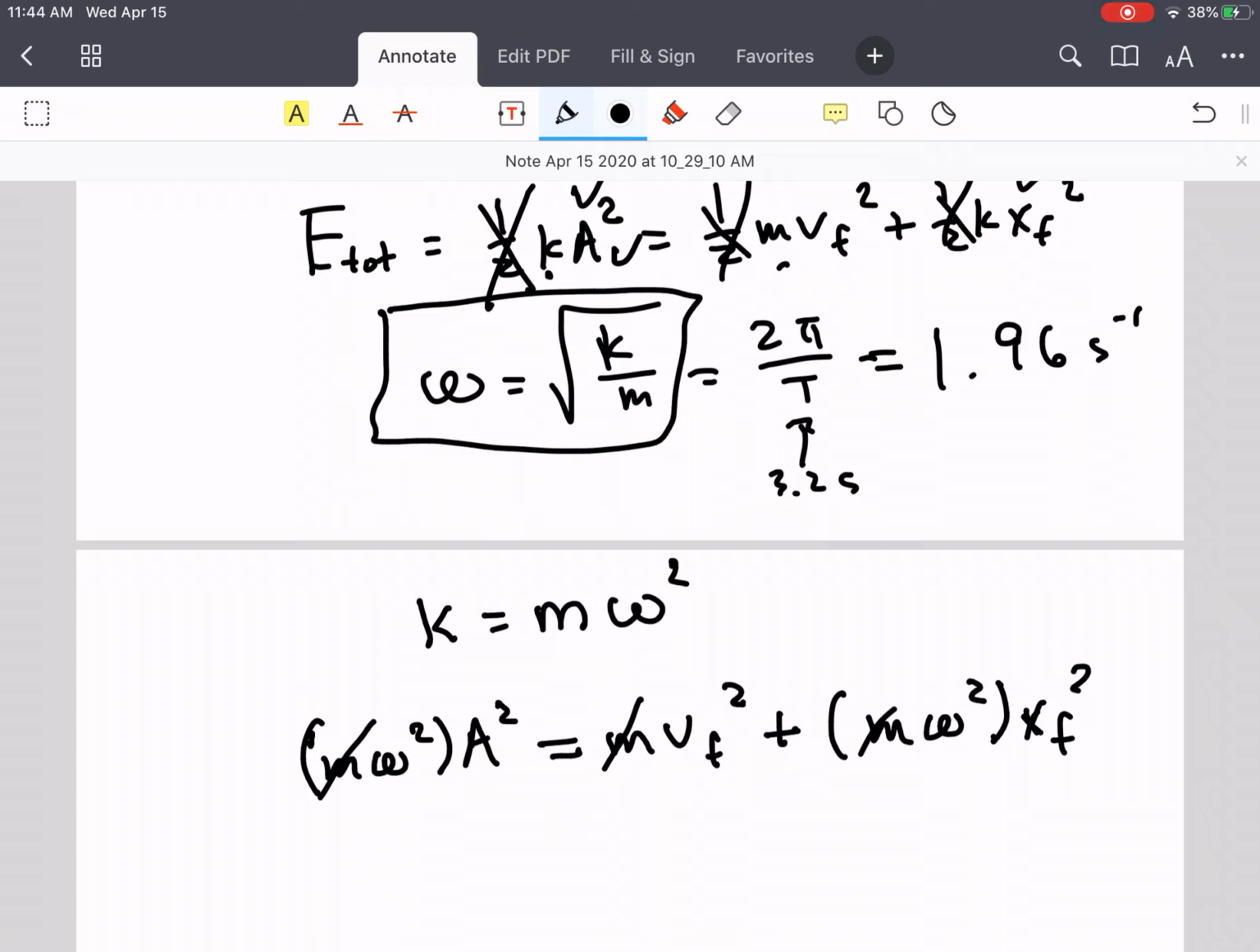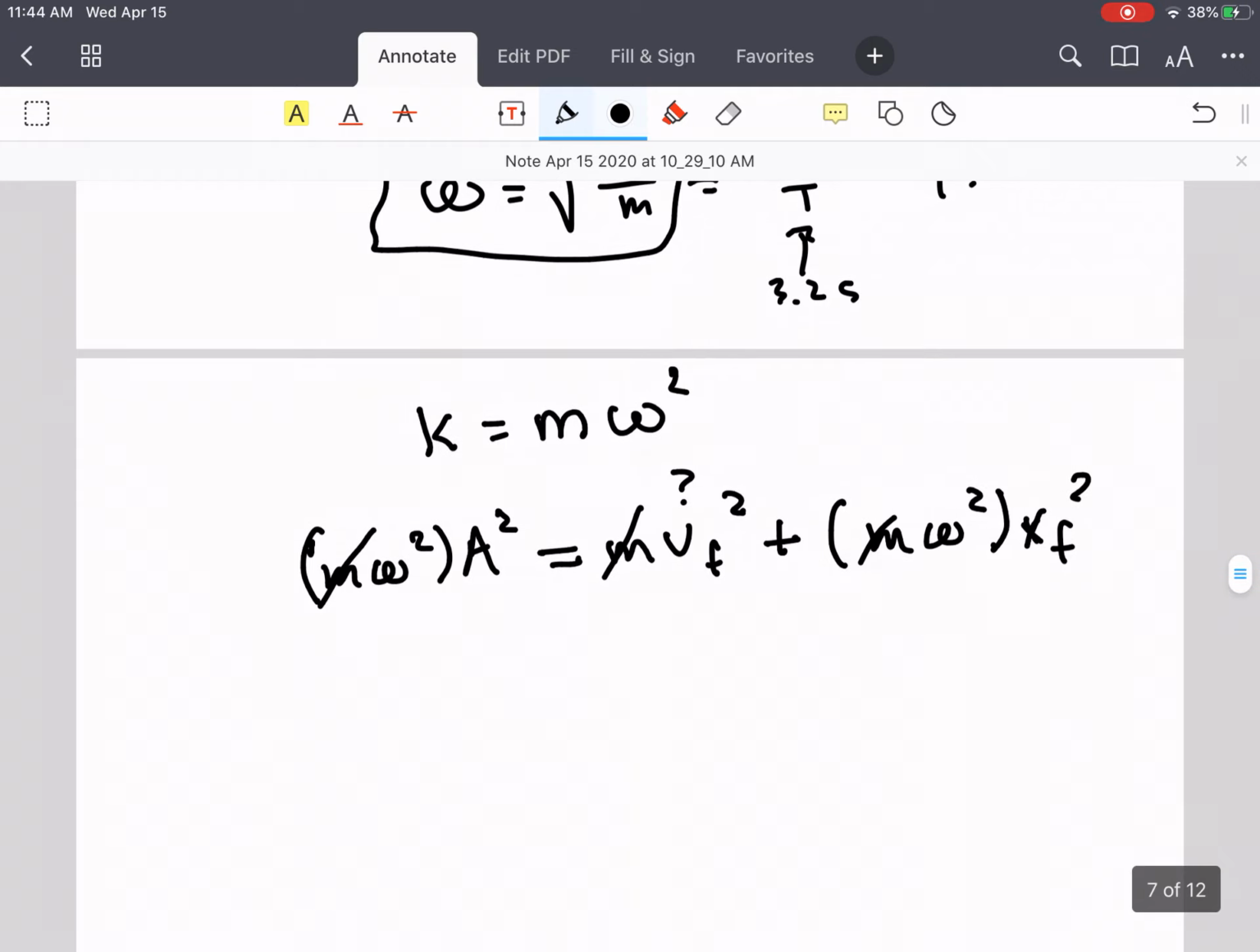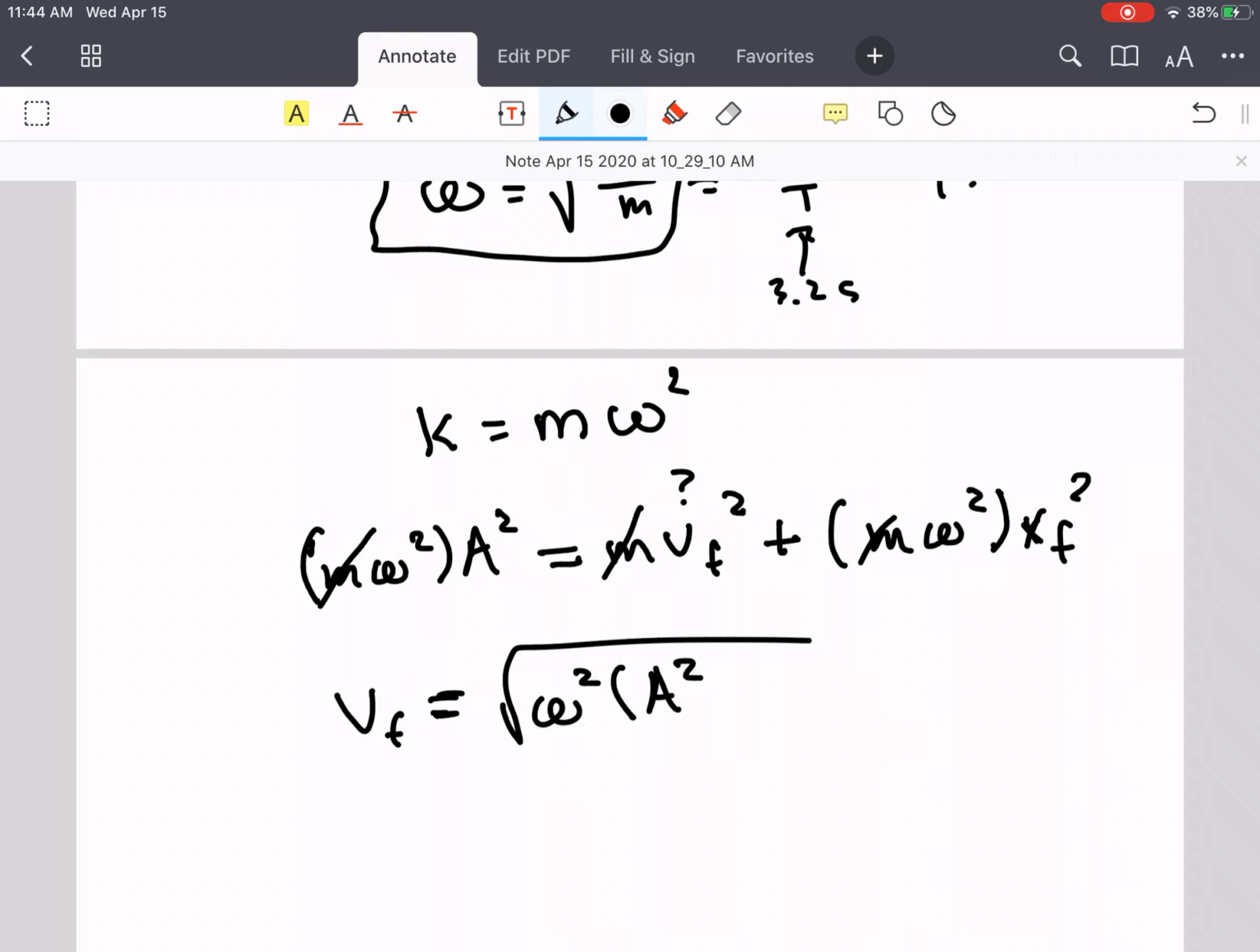Everything's good, those are gone. And now I know every single thing in this formula except for v final. So we can go ahead and simply solve for that. V final, if I bring my x final over the other side, take a square root, I see that my final speed is the square root of omega squared times a squared minus x final squared. And you plug in some numbers.